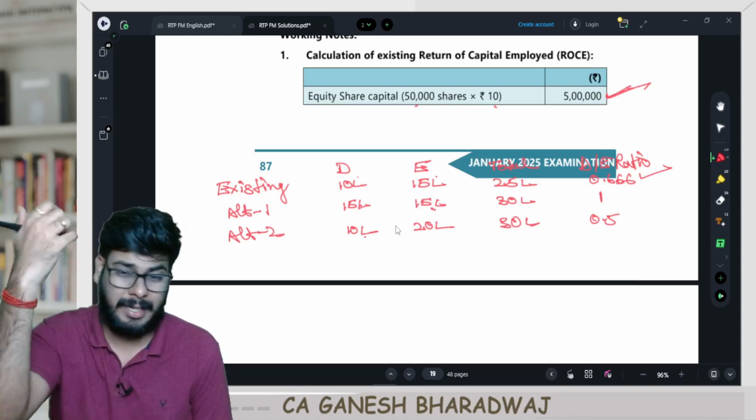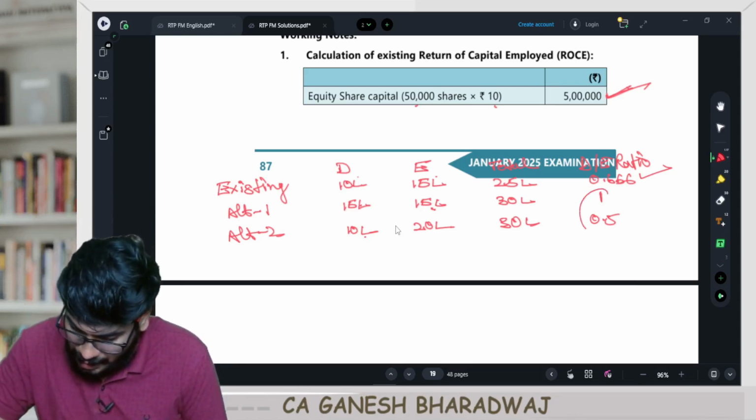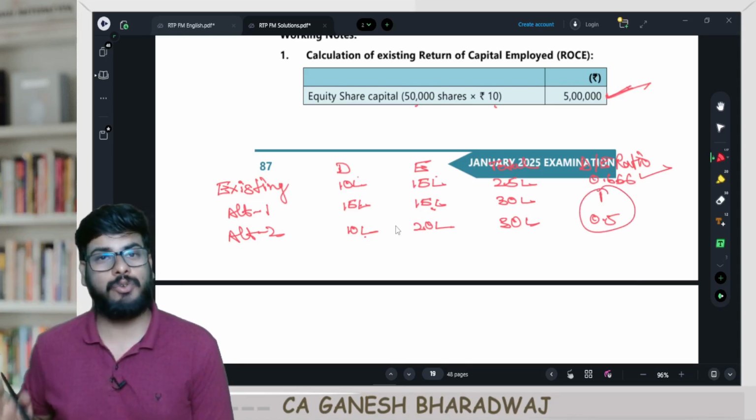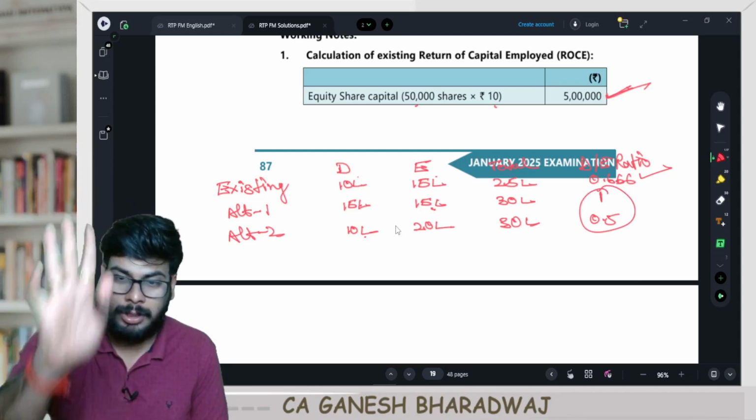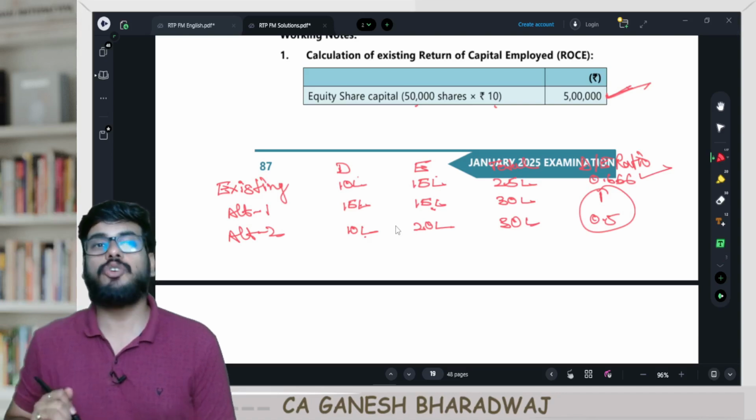Okay, fine. Forget that. Leave it. Now, whether you go for alternative 1 or alternative 2, in both the alternatives, what is happening to your debt equity ratio? It is less than 2. So what will happen?